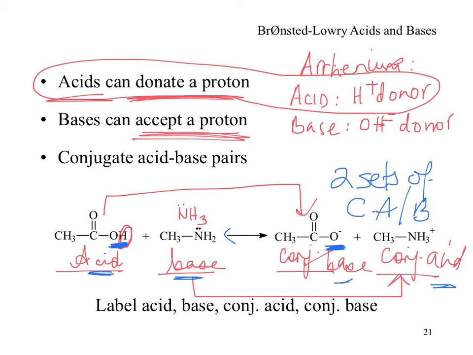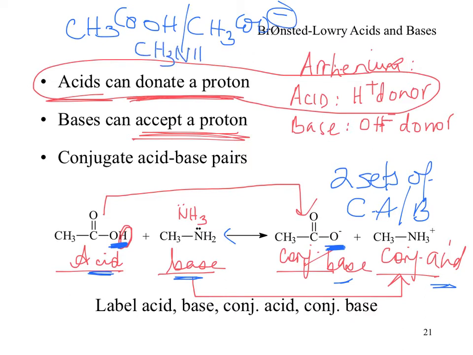Notice I have acetic acid as the acid. Its corresponding conjugate base is the acetate anion. So we would say that the first pair is acetic acid, acetate unit. So CH3COOH, CH3COO negative. That's my first acid-conjugate base pair. The other one will be the methylamine, CH3NH2, and that is reacting to give you CH3NH3 plus. And so that is your second pair. So at any given point of time, you will see two sets of such acid-base pairs.